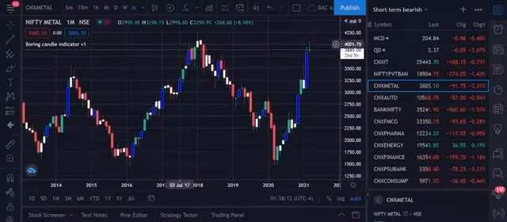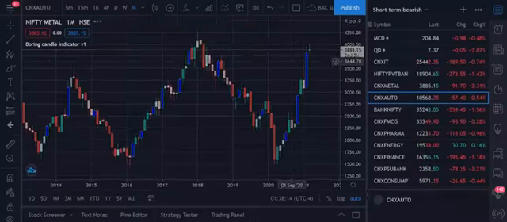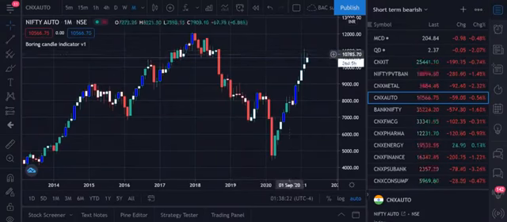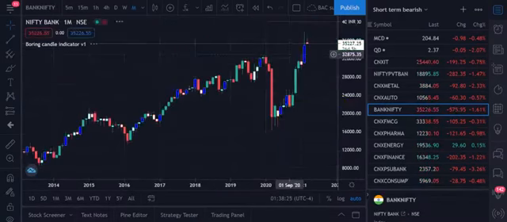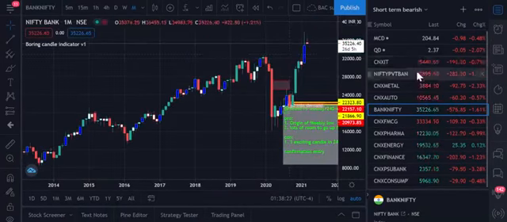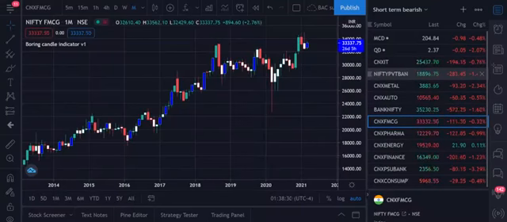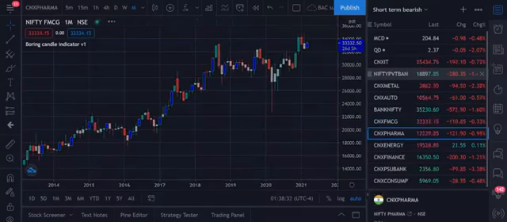Let's go to Nifty Metal. Nifty Metal is also at the top, so it may not be the right time to invest here. CNX Auto is also at the top, but let's see. Bank Nifty is the same, like Private Bank. FMCG, okay, it's quite good.